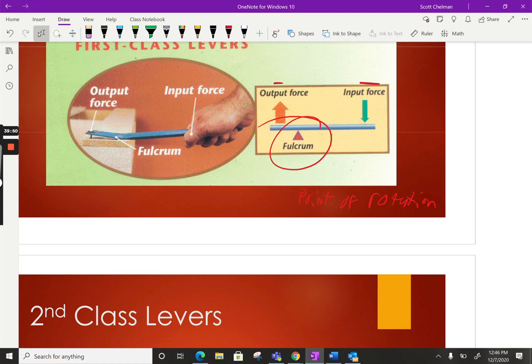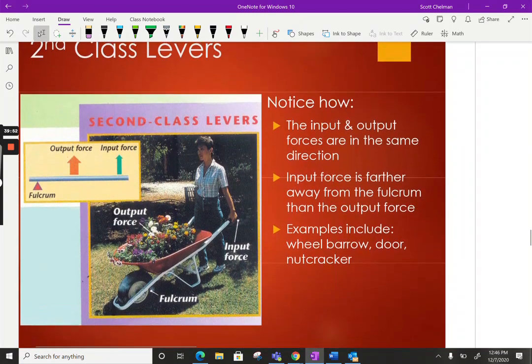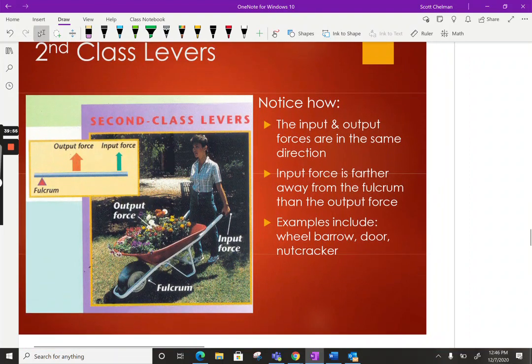The second class lever looks like this. You have the fulcrum at the end of it. The output and the input are going the same way, but the input is outside of the output.